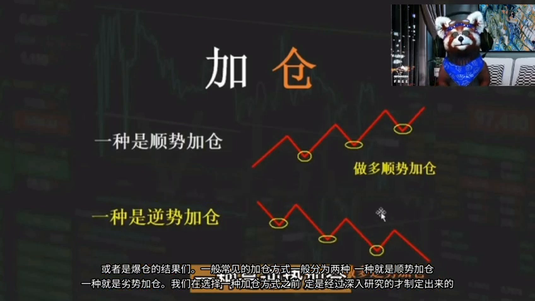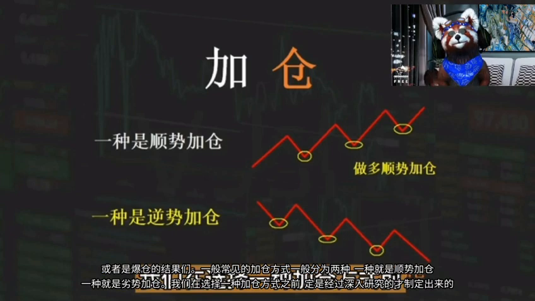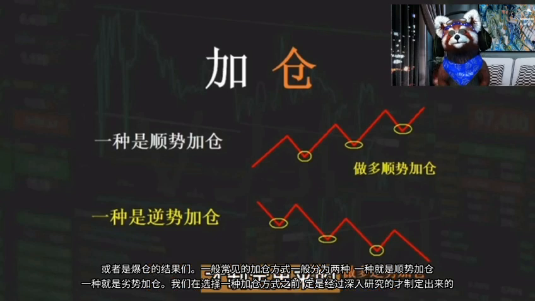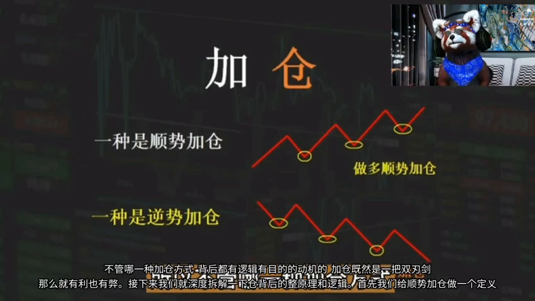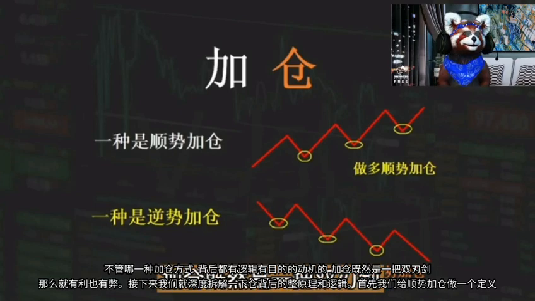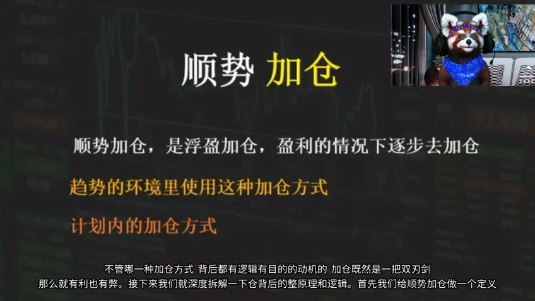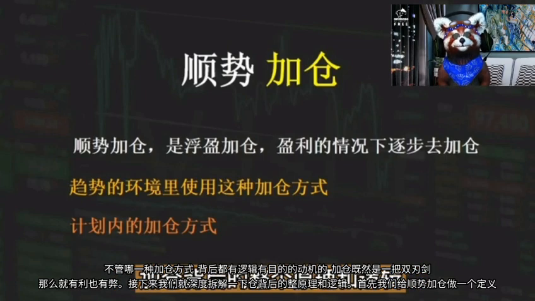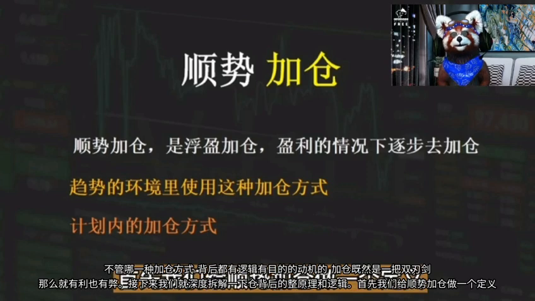Generally, there are two common ways to increase your position. One is to increase your position in line with the trend, and the other is to increase your position at a disadvantage. Before we choose a method to increase our position, we must have done in-depth research before formulating it. Regardless of which method of adding positions, there are logical and purposeful motives behind it. Since adding positions is a double-edged sword, it has both advantages and disadvantages. Next, let's deeply dismantle the overall principles and logic behind the positions.